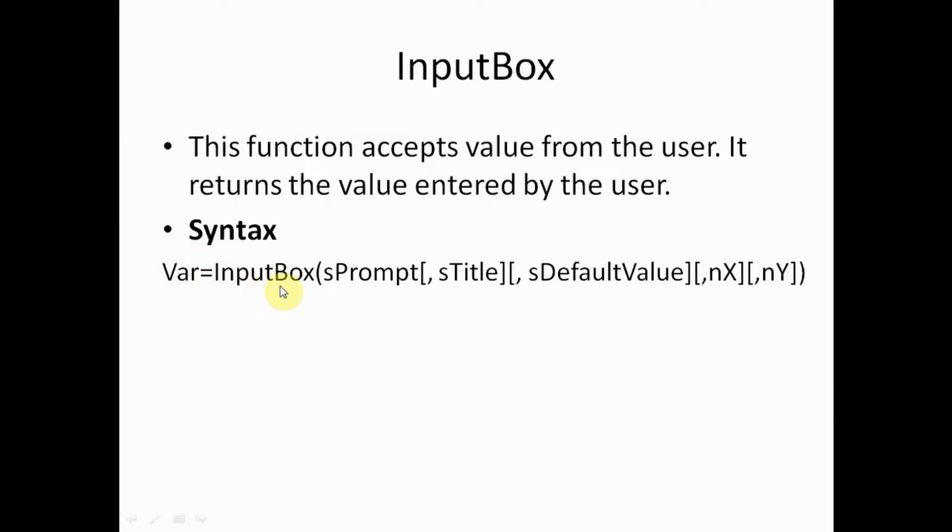Then the name of the function, that is InputBox, and within parentheses we need to specify some arguments, that is sPrompt, which is a compulsory argument, and all the remaining arguments are optional, as I have specified within square brackets. So sPrompt, then the second argument is sTitle, third is the default value, fourth is the x coordinate value, that is the x-axis, and the y coordinate value. Now let's see all the arguments one by one.